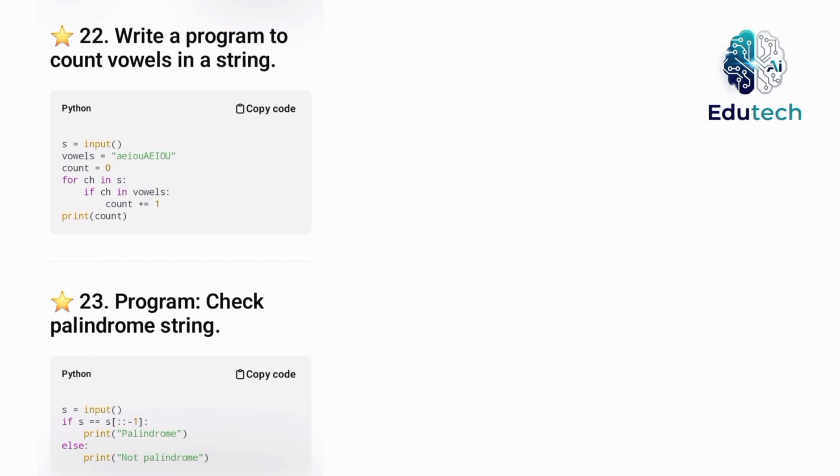Check palindrome string. s equals input(). If s equals s[::-1], print palindrome, else print not palindrome.